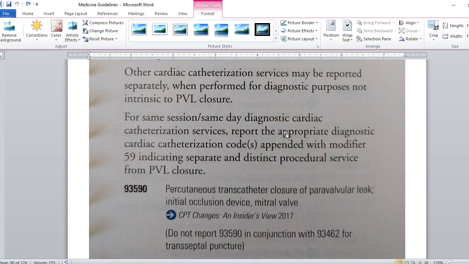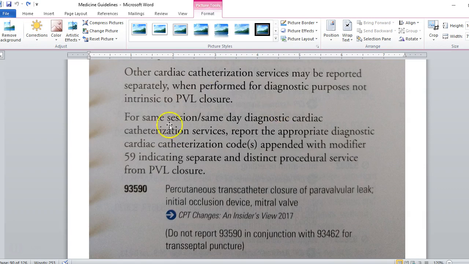Remember, we always want to code for exactly what our doctor does. And if we can use an angiography code because the patient has never had an angiography before, then we want to do that, because that means our provider is doing extra work for us, and so they should get paid for that.